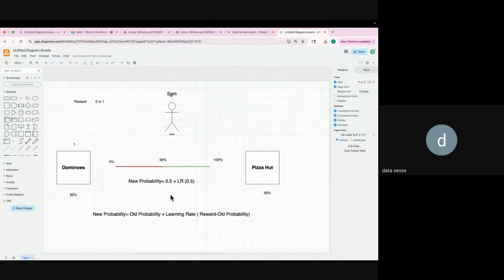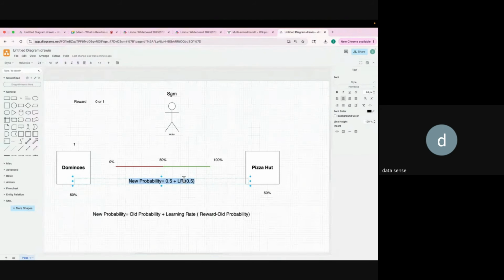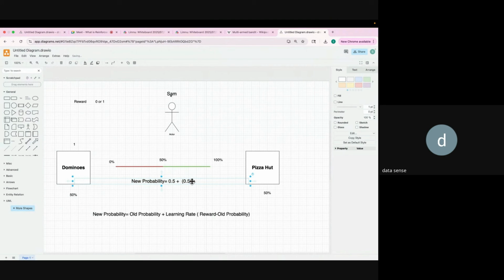So assume, let us say I keep the learning rate 1. What will happen if the learning rate is 1? He will keep going to Domino's and never try Pizza Hut. It will become 0.5, so the probability of Pizza Hut will become 0 and the probability of Domino's will become 1. So with just one test, what will happen? He is biased. Okay, I should only go to Domino's.